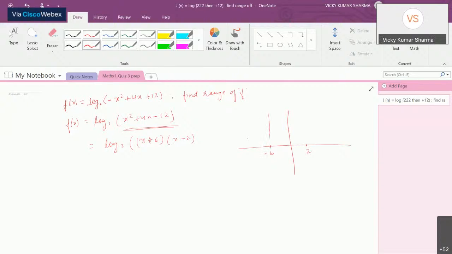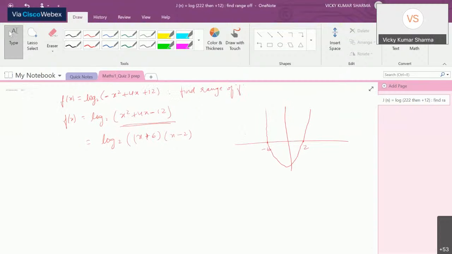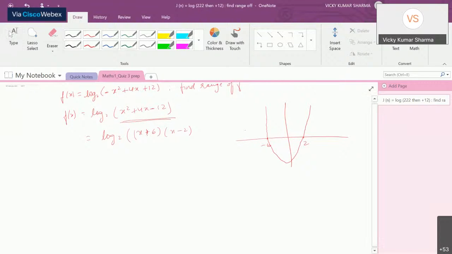So this is how it is going to look, right? Correct. But we are excluding, sir, minus 6 to 2. That's the point I want to clarify. We are going step by step, right? So this is fine? Yeah, this is fine.